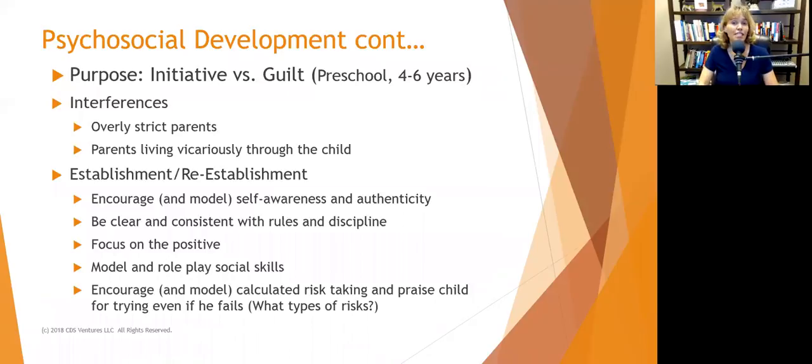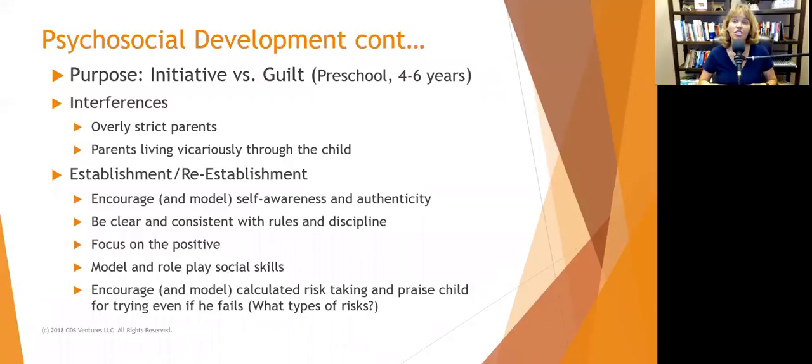Model and role play social skills. So for children at this age, they may not be used to meeting adults. When my daughter was really little, she used to try to hide behind my leg. So we want to model, how do you meet people? What do you do? If you're going to start at a new church or a new school, what do you do that first day? So they learn how to introduce themselves to people and carry on conversations.